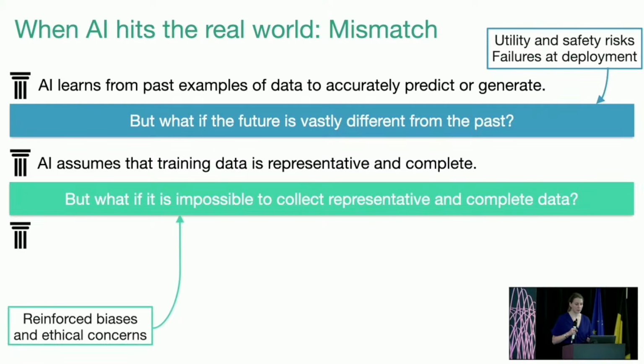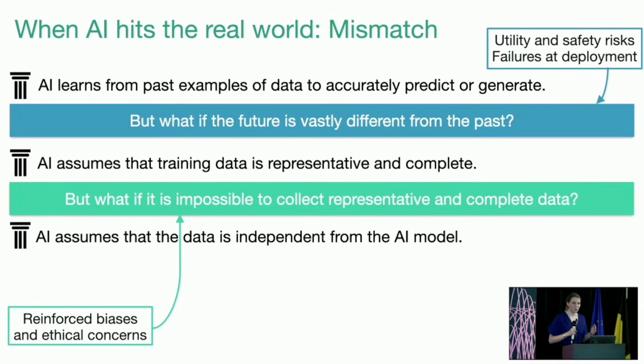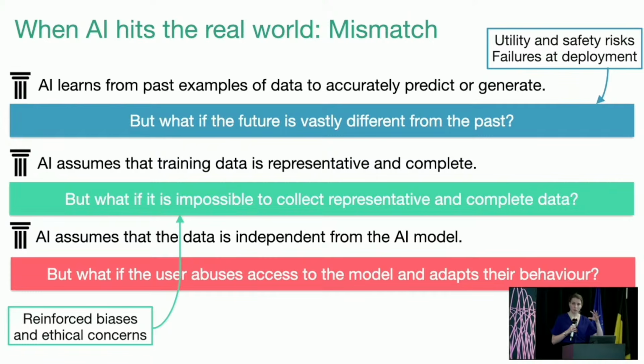So this is why we say non-representative data can introduce biases in our system. Finally, AI assumes that the data, the way it emerges in the world, does not depend on our AI model. The model depends on the data. However, what if there is a person who wants to undermine the system and they change the data in order to corrupt our AI model? I showed you before. So if the user can abuse the access to the model and adapt their behavior and change the data to undermine the model, this is exactly what introduces the security and privacy risks.